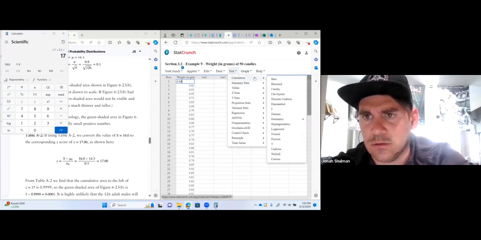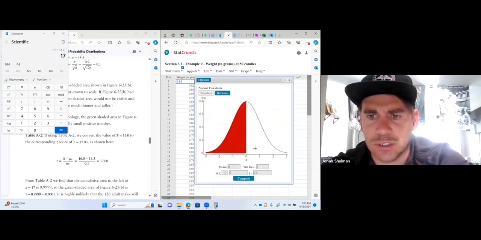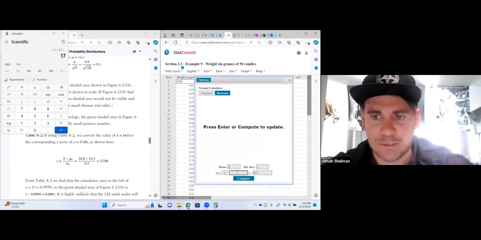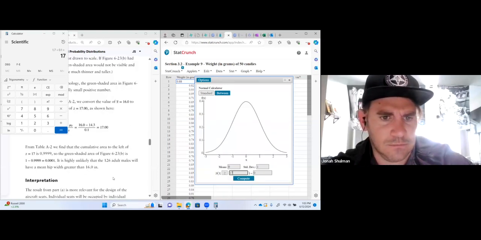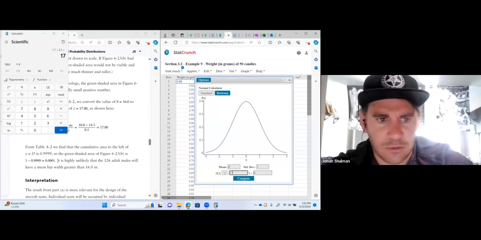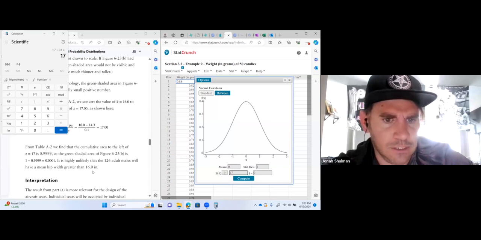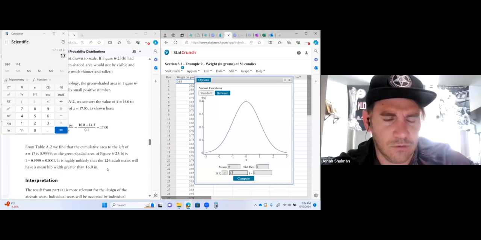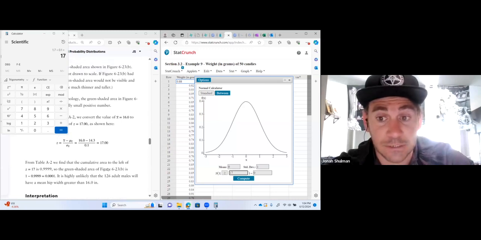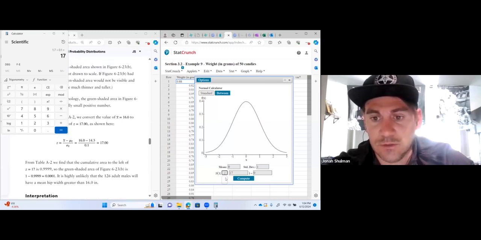calculator, we want the normal distribution. We just want this the other way. And we just want this to be 17. It says it doesn't exist. Oh, yep, 0.00000001, or we can just round it to 0. So it is highly unlikely that all 126 males will have a hip width greater than 16. It almost doesn't even exist. If we do it this way, it should be like 100%.